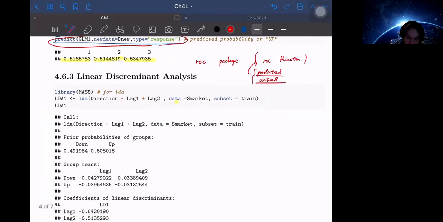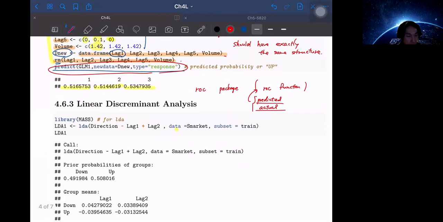Okay, now we will go on to linear discriminant analysis. For logistic regression, the GLM function is in the default R package. I don't know which package it is in, so you can just search for it in R with help of GLM. Actually, GLM is in the stats package, and the stats package is loaded by default, so you don't really have to attach it.